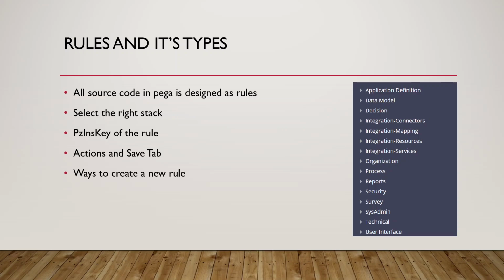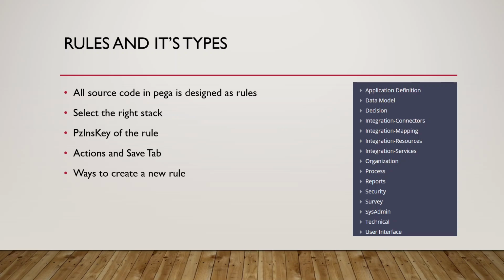If you can see integration connectors, integration mappings, integration resources, and integration services, these are all the things which you use to integrate with a third-party system. Either Pega is providing the service to the third party, or we are consuming the service from the third party. If you want to integrate with a third-party system, we'll be using all four of these rules.